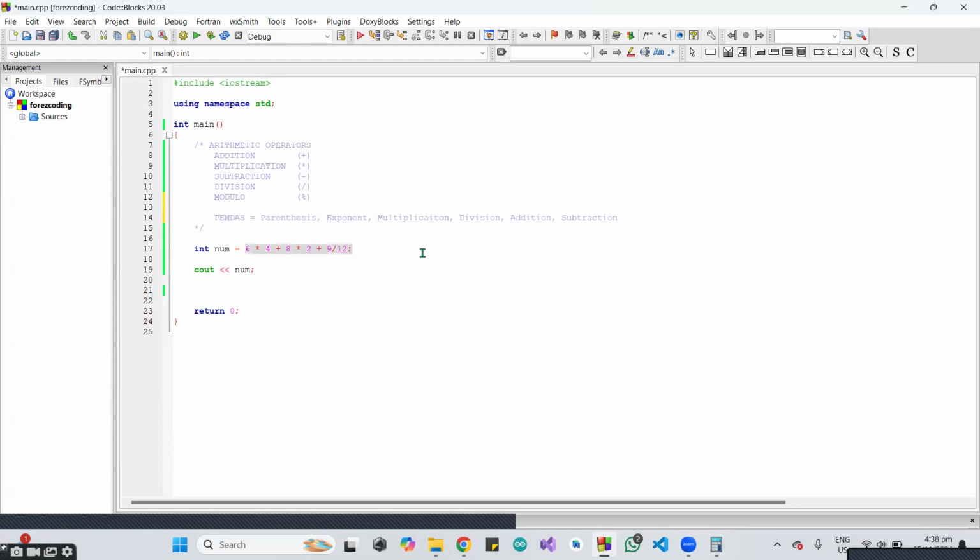So we need to find numbers that are inside the parentheses, but for now we do not have any parentheses in this problem. And then we also do not have exponent values. So we are going to talk about this in the next videos. And in here, we have multiplication, like 6 times 4 and 8 times 2.